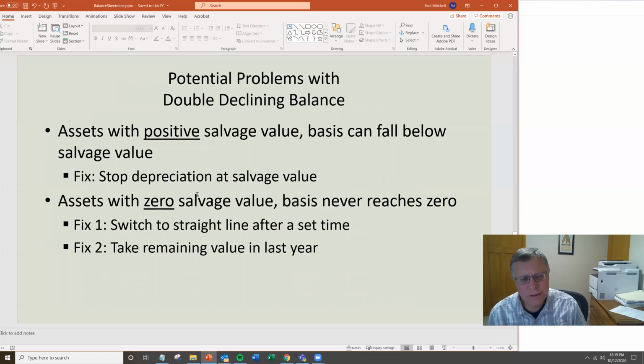So the solution to both of these is to do some sort of a correction, either just take the remaining value and get to the salvage value, or you switch over to straight line somewhere along the way. So you come down quickly and then go to straight line depreciation for the rest of the asset life.